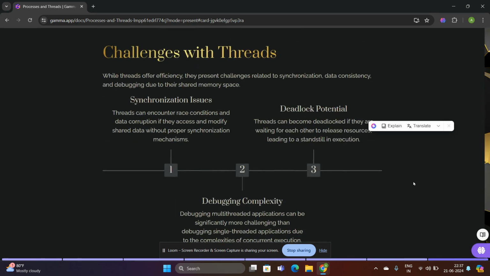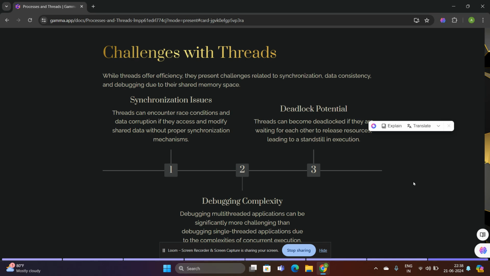Coming to the challenges faced by threads, there are some challenges. Though threads offer us efficiency, they also present challenges such as synchronization, deadlock potential and debugging complexity. Threads can encounter race conditions such as data corruption if they access and modify shared data without proper synchronization, because the information can be changed, and that is not the correct way of maintaining consistency.